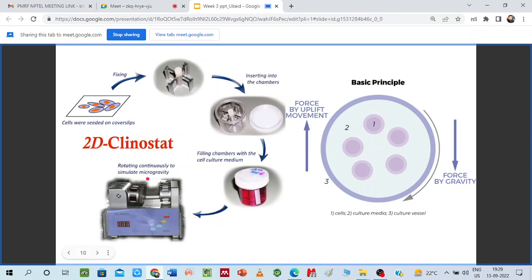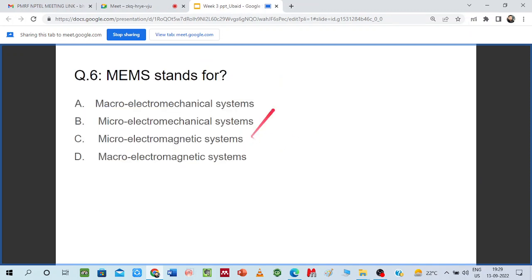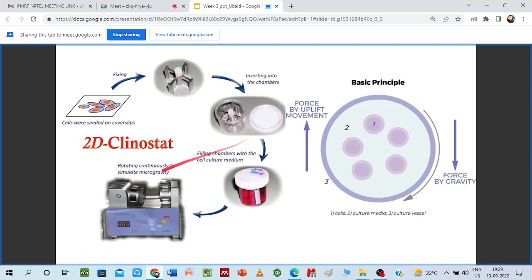But in case of clinostat, it is rotated in such a way that the force due to the rotation cancels the force of the gravity. So here in this clinostat, the cells which are present inside do not experience the gravity. So they behave like they are weightless.